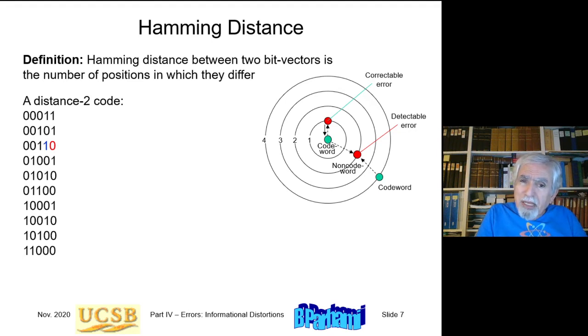On the other hand, if I have 2-bit errors, then I can get a word on this second circle, which may be a valid code word. So let's take an example. If I change this 1 to 0 and this 0 to 1, that's an example of a double bit error. Then this code word is converted to another valid code word, and therefore the error goes undetected.